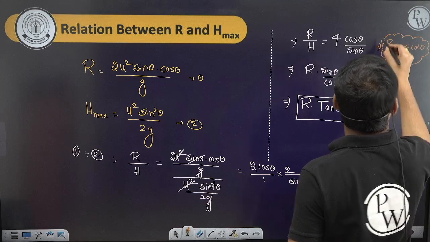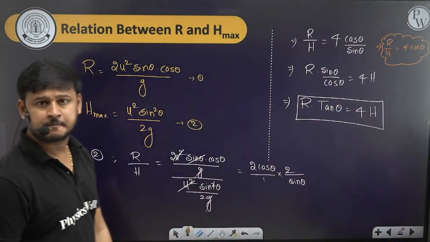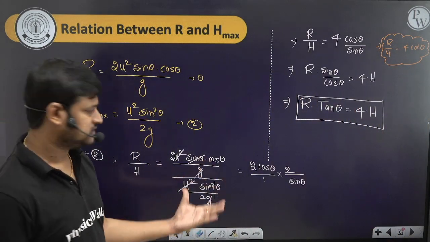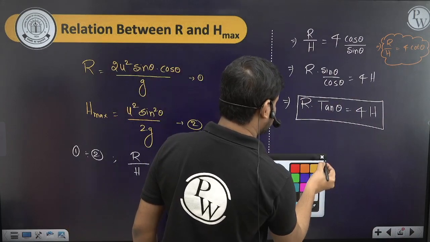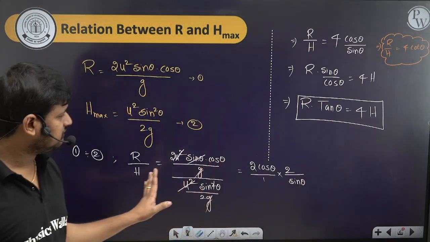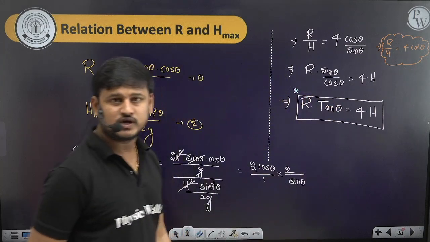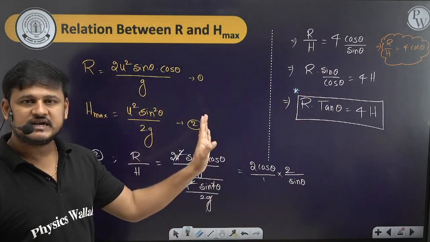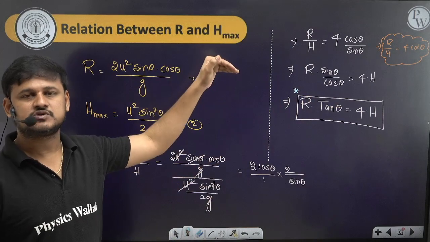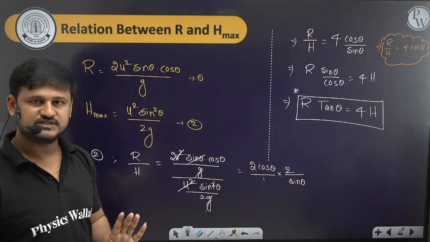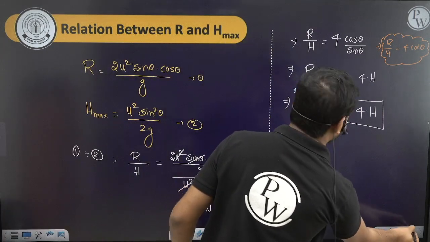Clear? Understood this point, everyone? Sure. Done? Any doubts here? So this relation is very important to solve the questions, okay? So keep it in mind. r tan theta is equal to 4h, or r by h is equal to 4 cot theta, anything is fine, okay? Chal. So let's move further.